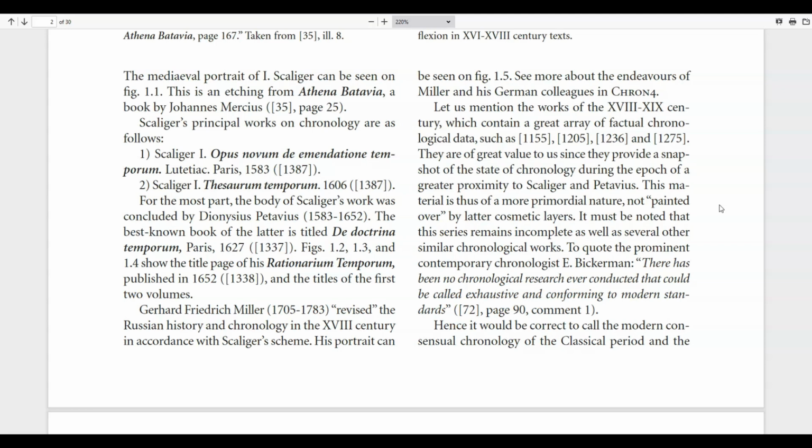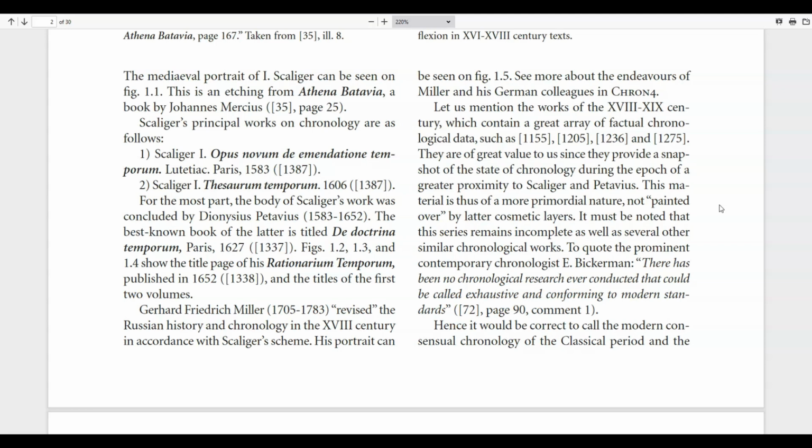It must be noted that this series remains incomplete, as well as several other similar chronological works. To quote the prominent contemporary chronologist, E. Bickerman, there has been no chronological research ever conducted that could be called exhaustive and conforming to modern standards.